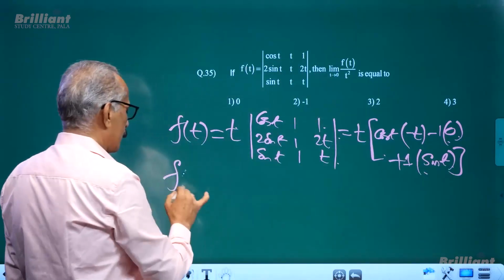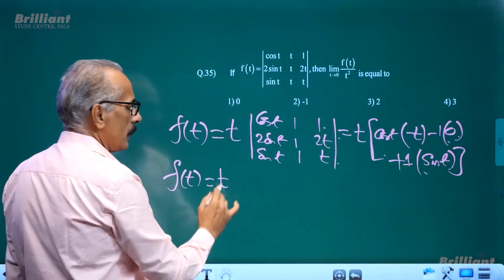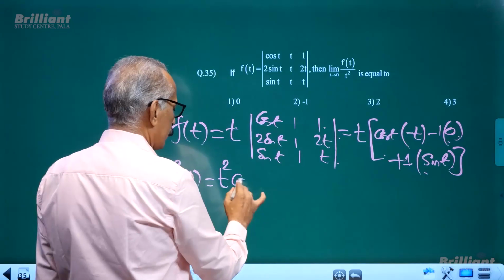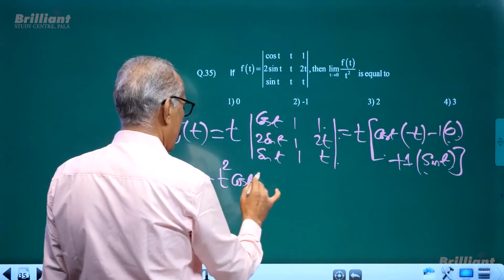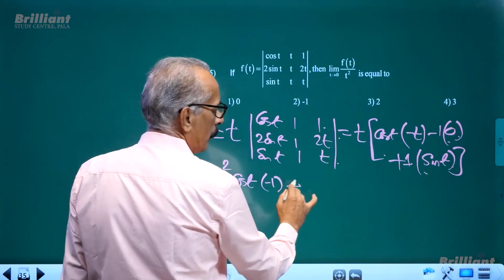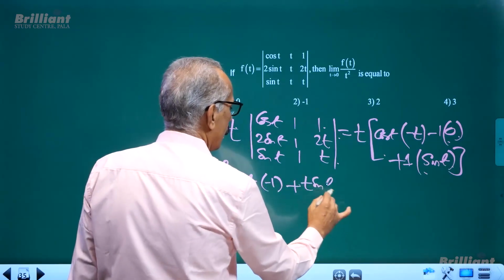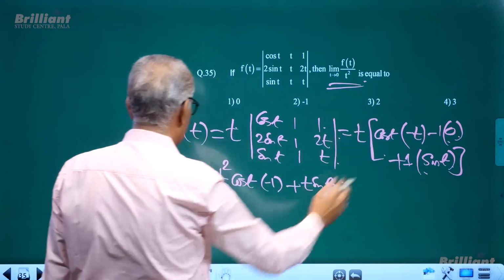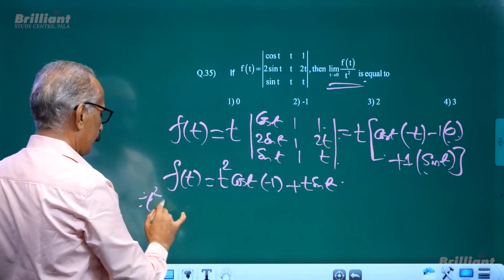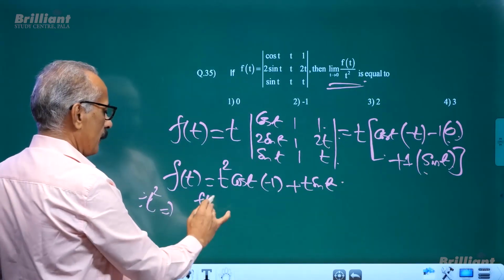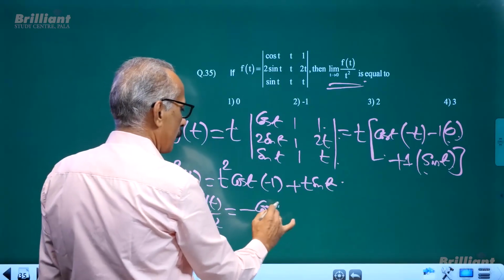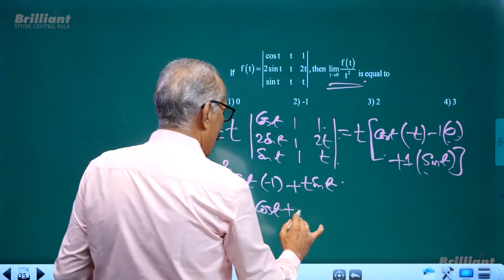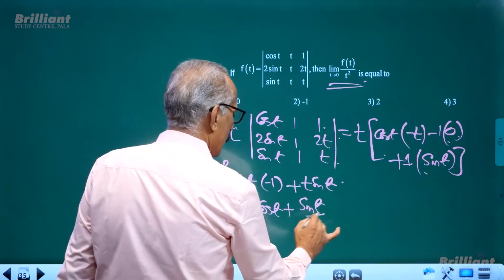So your f of t is equal to t square into cos t, minus, that's definitely a minus sign, into a minus 1, let me write here. Plus t into sin t. Now what do you want? You want limit of this. So divide by t square. Therefore, f of t divided by t square will be minus cos t plus, t cancels, sin t divided by t.